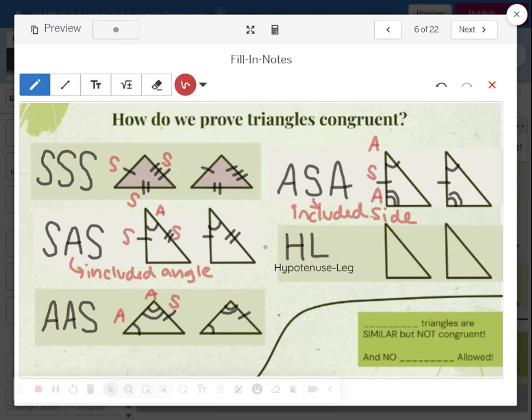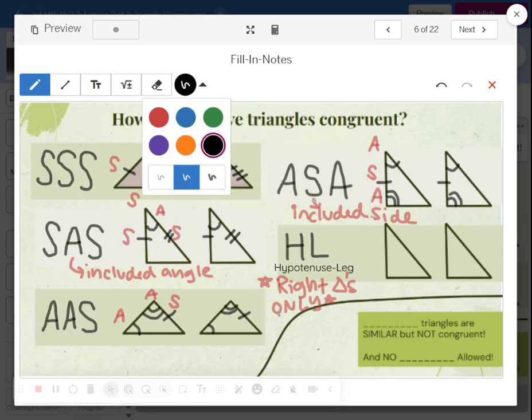So just a reminder, where do we see a hypotenuse? This is only for right triangles. So I'm going to put that in here. Right, and then shorthand for triangles: right triangles only. Hypotenuse leg, only if there is a right triangle.